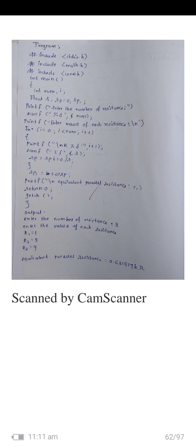When we run the program, a black screen appears, then enter the number of resistances. Suppose we use three resistors, then the value is three. Next, enter the value of each resistance: R1, R2, R3, each value entered separately. Then the equivalent parallel resistance value is given directly as 0.631579 kilo ohm. This is the output of the parallel resistance, the equivalent resistance.